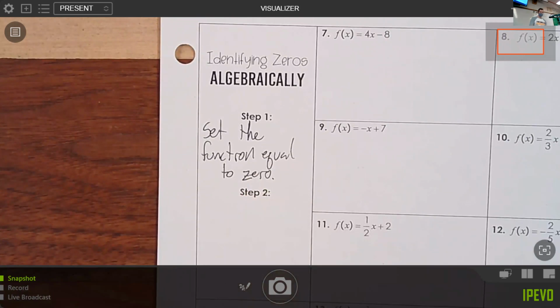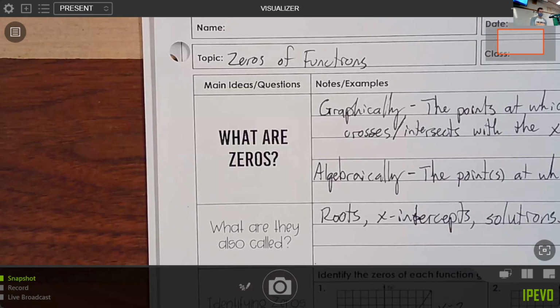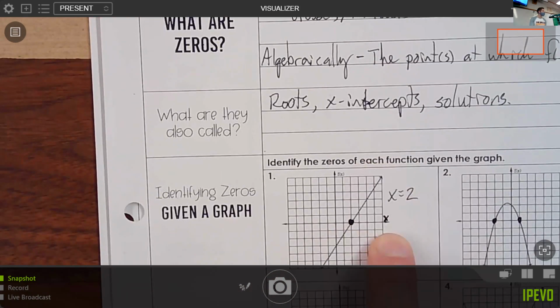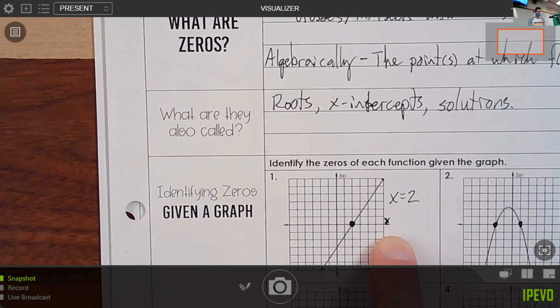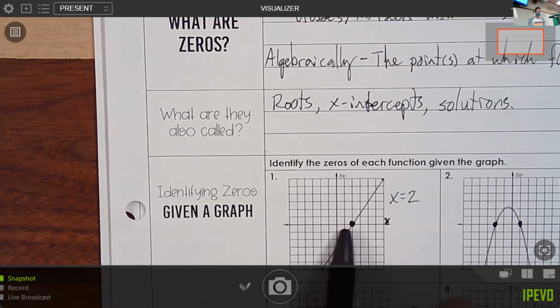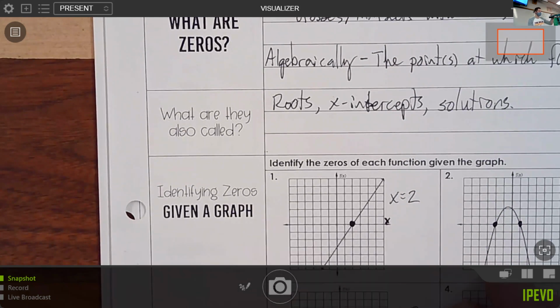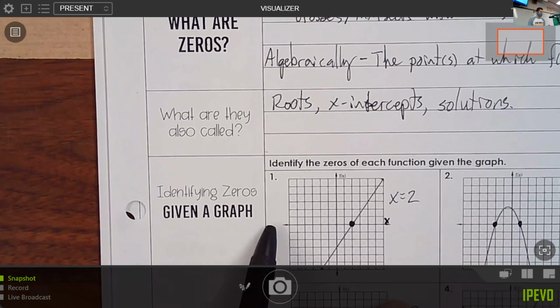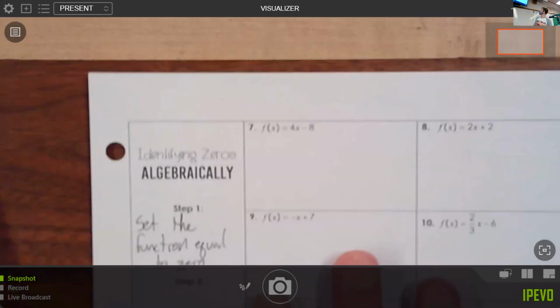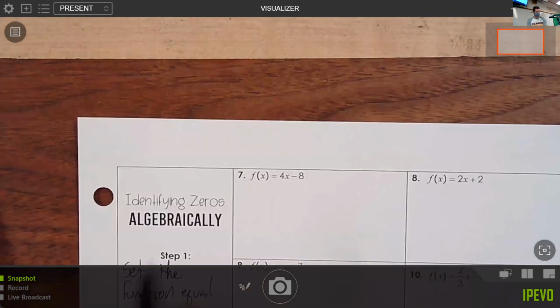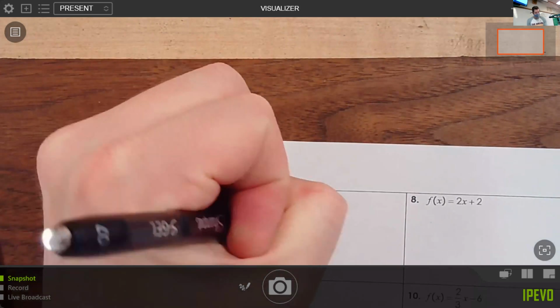Because that gives us the point on the graph where the line crosses the x-axis, because anytime y equals 0, that is on the x-axis. It's not up or down. It's right in the middle. So instead of f of x equals 4x minus 8, we're going to write 0 equals 4x minus 8.